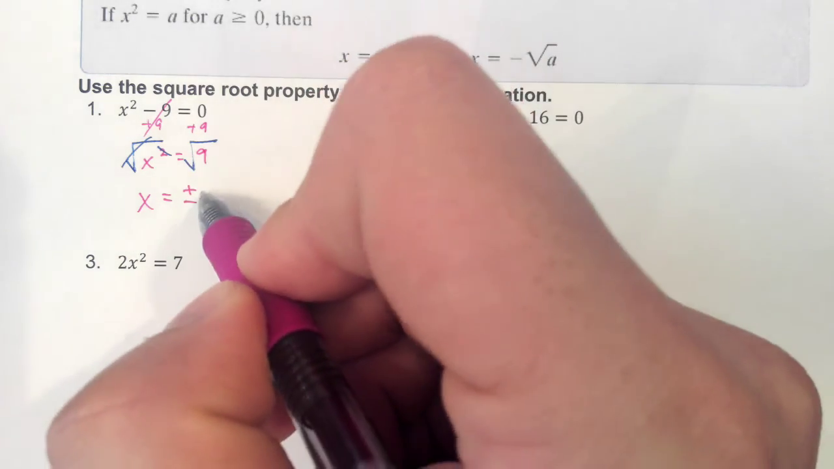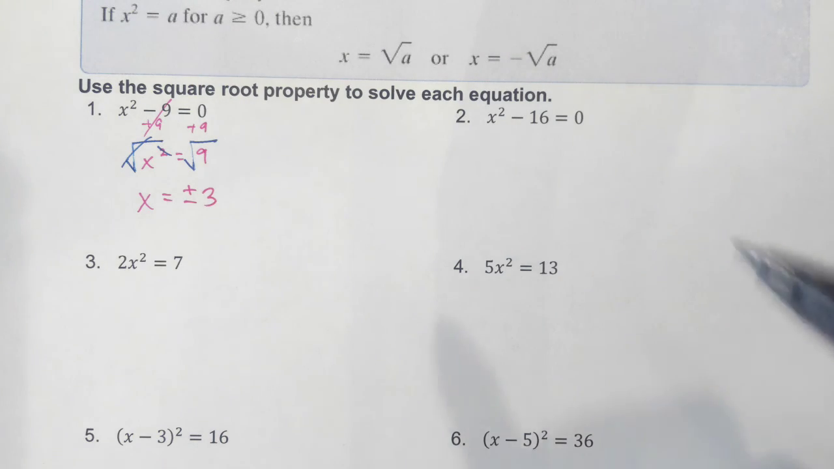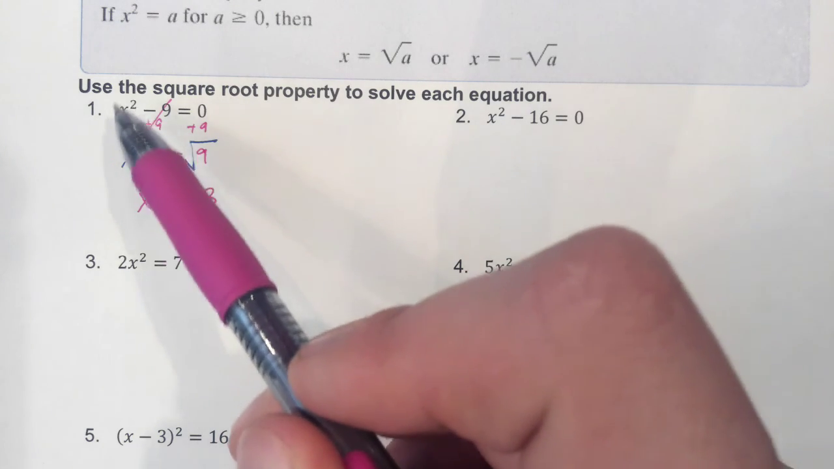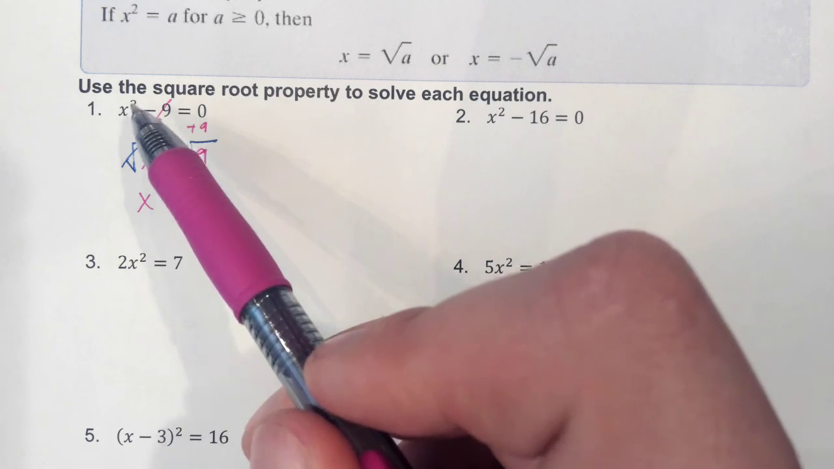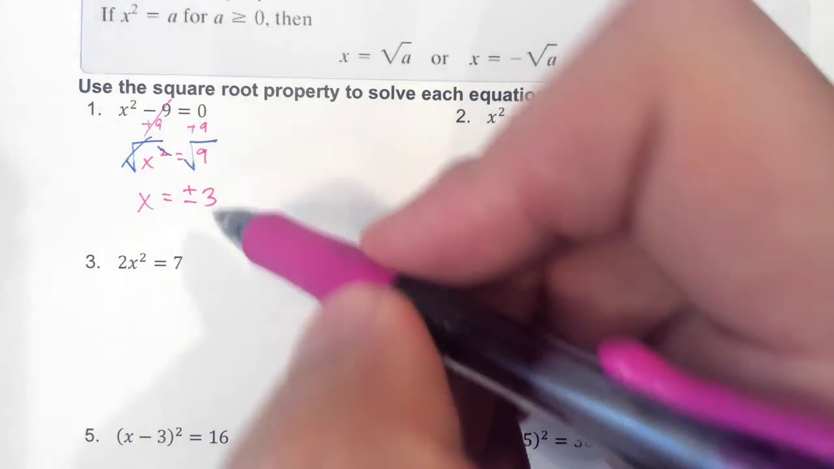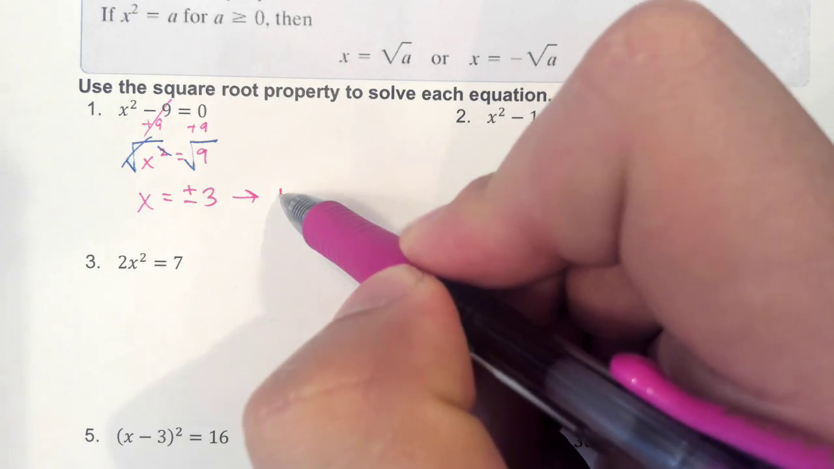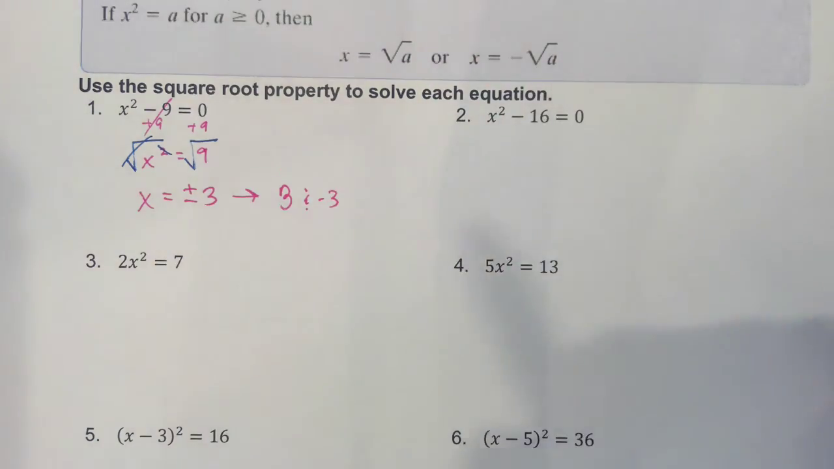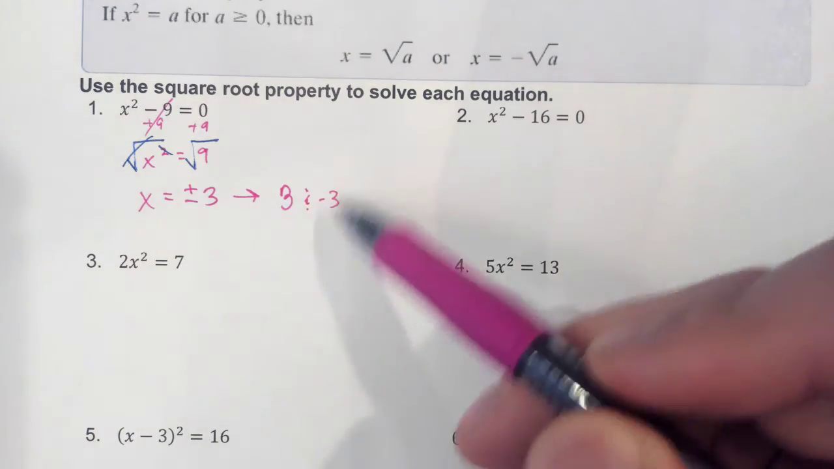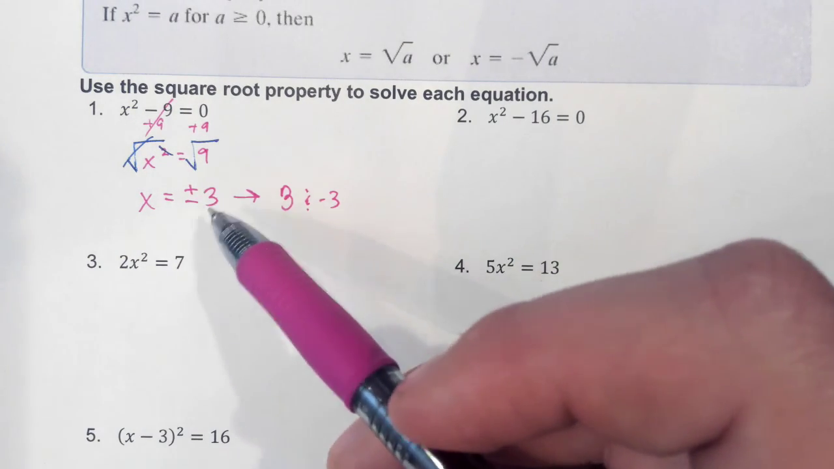What's the square root of 9? 3. And why do we get two solutions? Well, remember, a quadratic with an exponent of 2 always gives us two solutions. So what this means, by the way, is we have 3 and negative 3, but we write it as plus or minus 3 because it's a little quicker to write than this. So you'll see that both of those work.